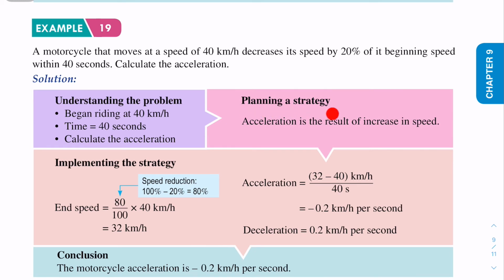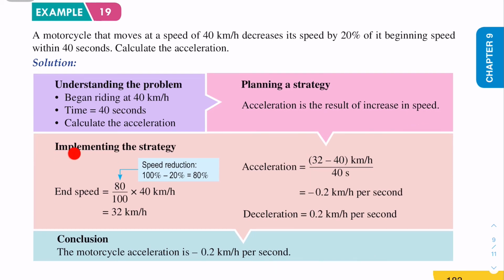So let's plan the strategy. Acceleration is the result of the increase in speed. So let's implement the strategy. We want to find the final speed. Look over here: the motorcycle decreases by 20%, berkurang sebanyak 20. So kalau berkurang sebanyak 20, maksudnya 80 lah. Boleh? So 80 over 100 from 40 km per hour is actually 32 km per hour. So we know that this is the final speed setelah dia berkurang.